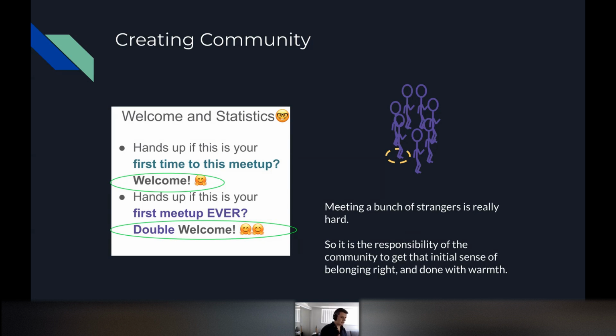Meeting a bunch of strangers is really hard. It's the responsibility of the community, all the people there, to make sure that they get that initial sense of belonging right and done with warmth. See, someone's got their hand up, Pavan.